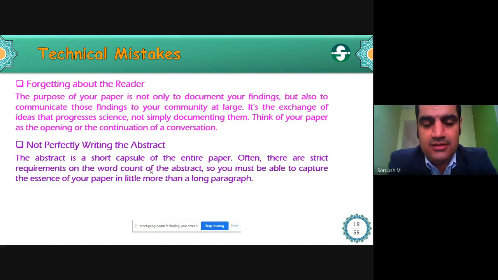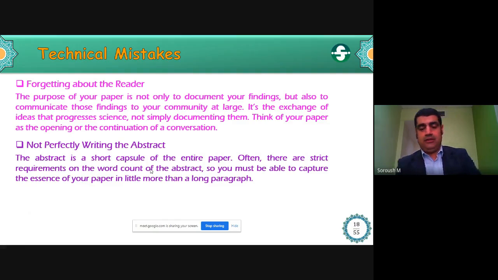We know that the abstract is called a mini paper, a mini article, and it should reflect the whole paper in few words. So it is sometimes not more than 150 words. So it is very essential to write a very useful and complete abstract in order to lure the attention of readers and editors and reviewers. This is the case that I will show you at the end of my presentation as an example.